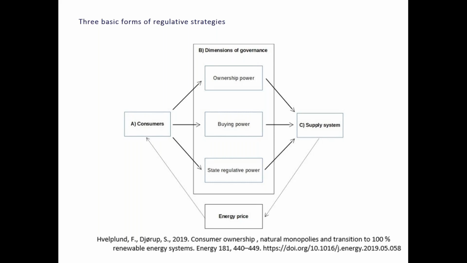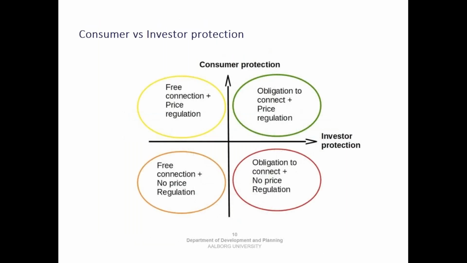Then, of course, you can have some state regulative power, which of course should also be used in this case. But then there is also a third option, which I think is important, or at least has been proven to be important in Denmark, which is the ownership power. So you can also control systems through ownership models. This simple figure tries to illustrate this trade-off between consumer protection and investor protection.